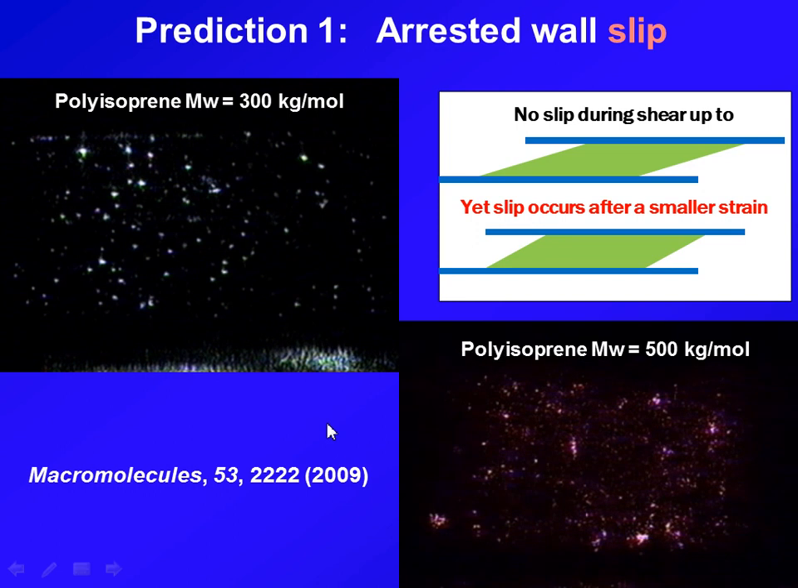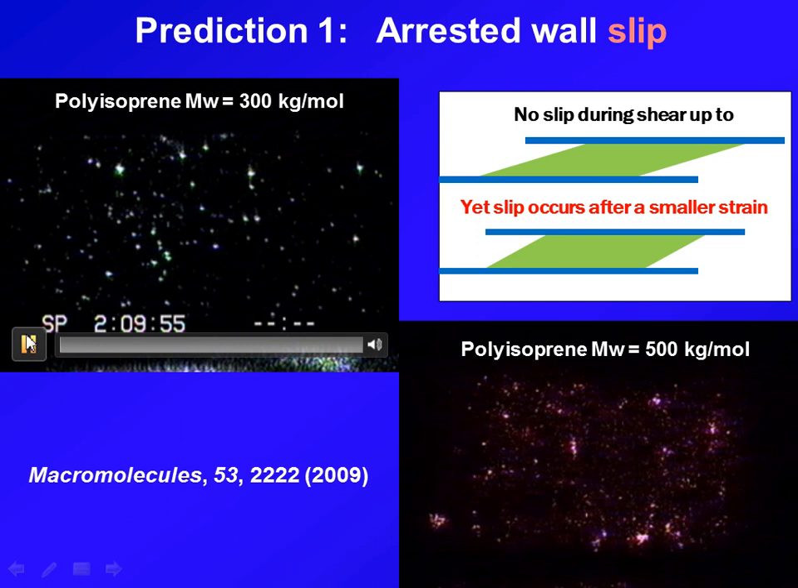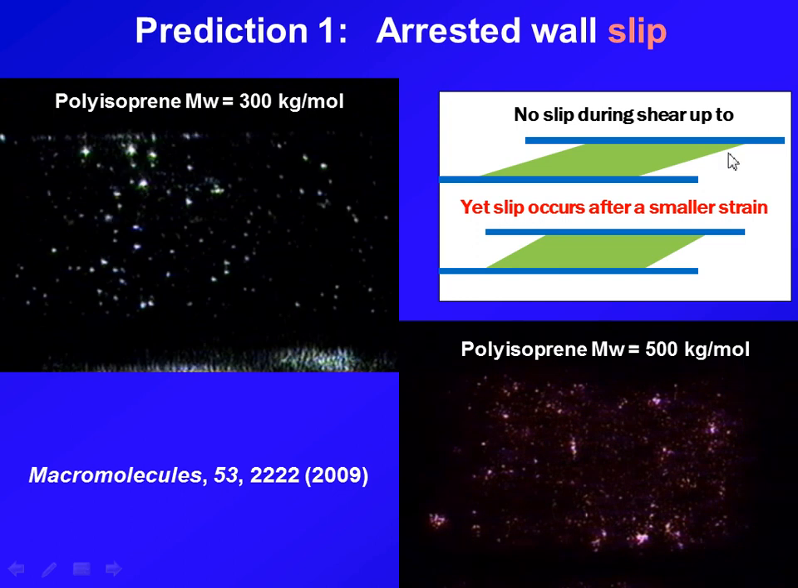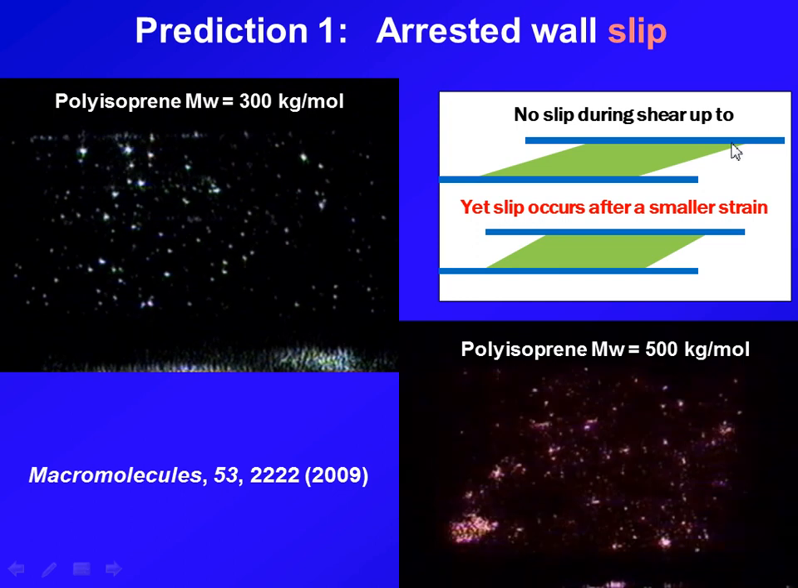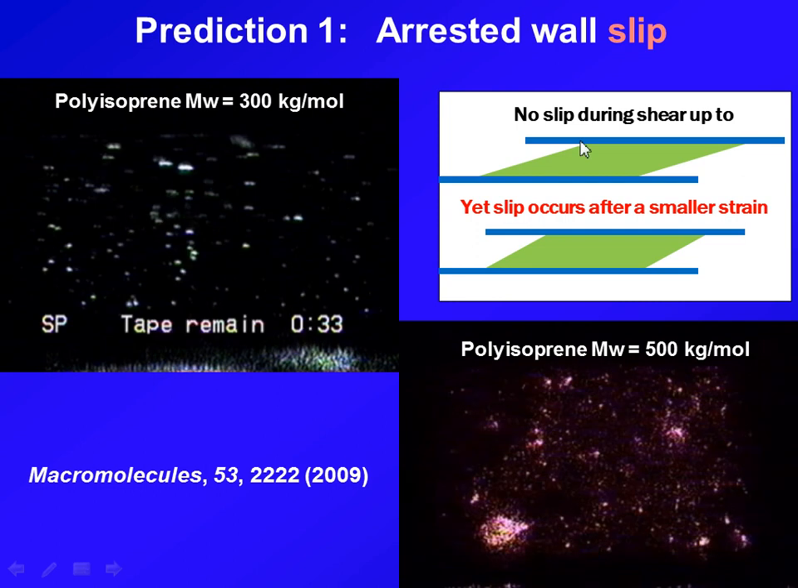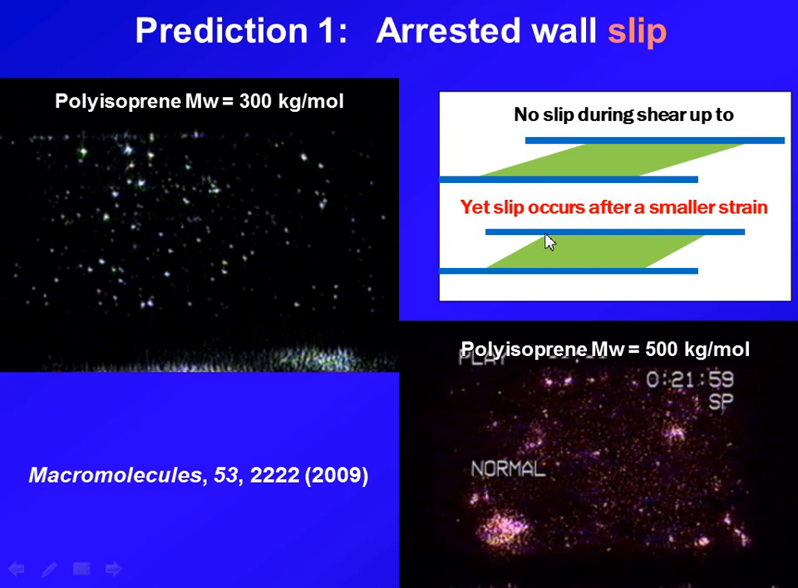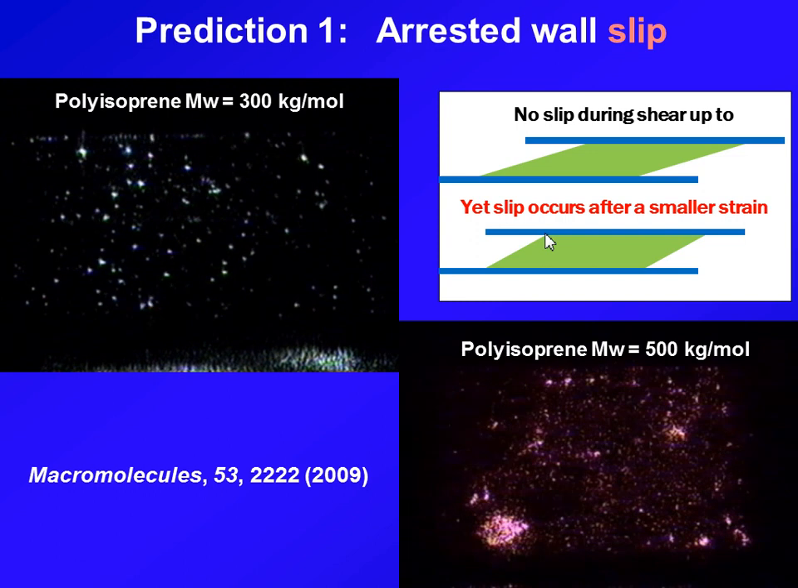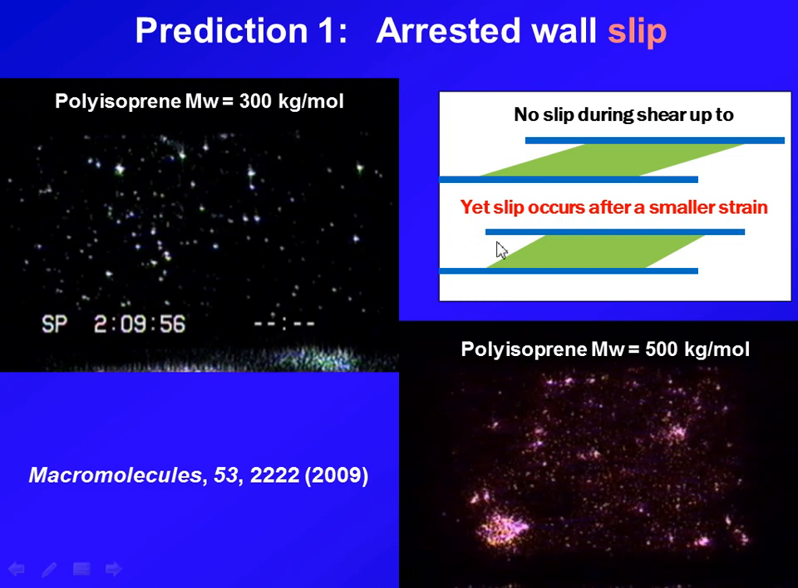In both movies, you see that if I had not stopped shearing, I would not have seen wall slip. Yet stopping shearing caused wall slip to take place.